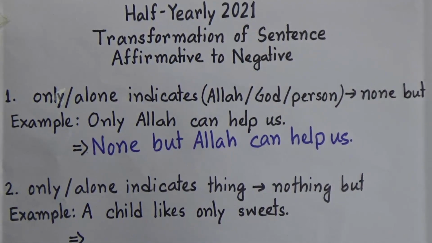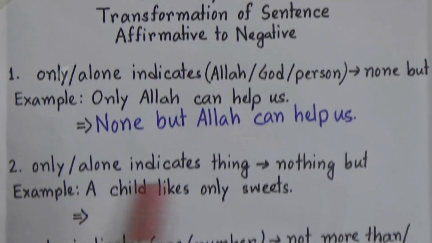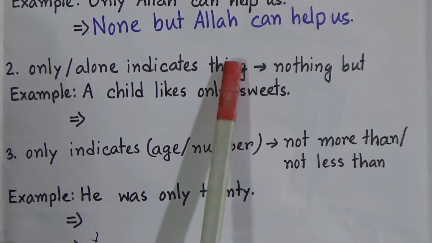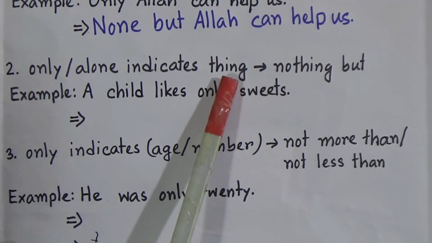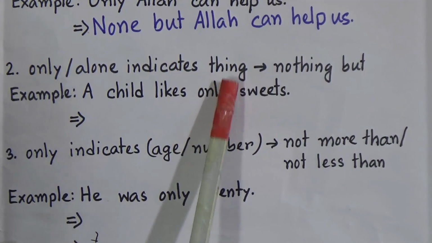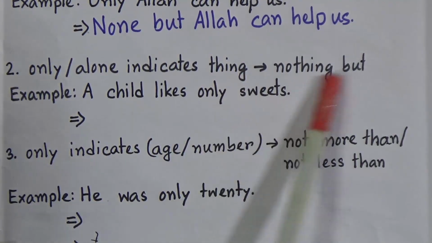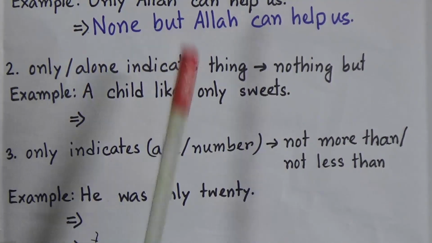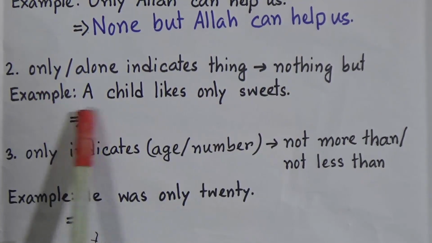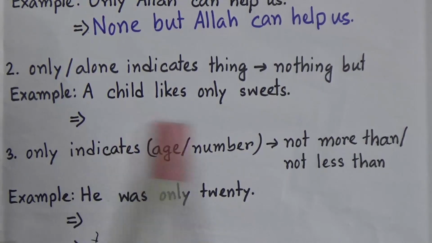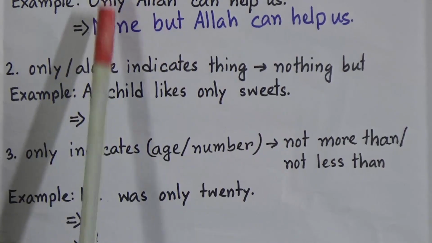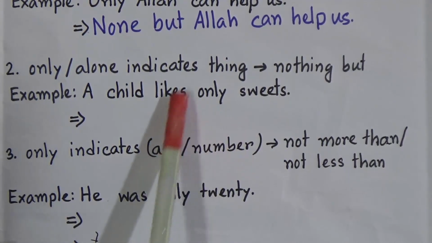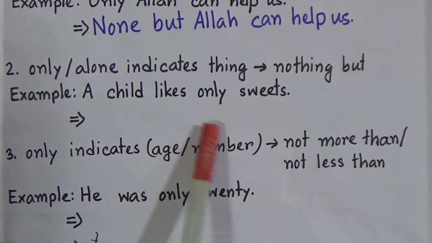So if only or alone indicates thing, that means if only or alone indicates any object or anything, non-living thing, we will write nothing but in place of only or alone. Okay, let's change the sentence. That means we will transform the sentence. We will do affirmative to negative. That means our sentence is in the affirmative form, in the positive form. So now we will change it to negative form without changing its meaning.